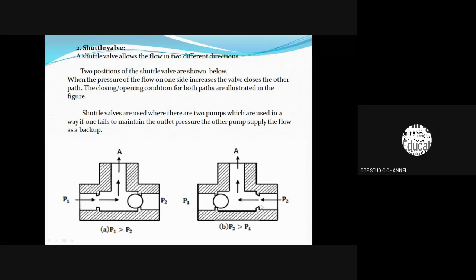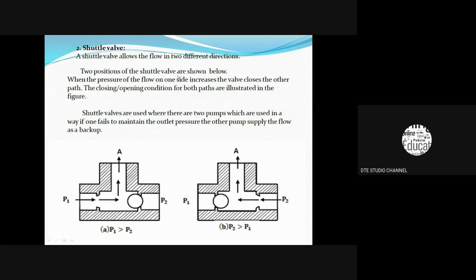If suppose pressure at the second inlet P2 is greater than P1, then the valve closes the first inlet because of the pressure difference between these two inlets. Since P2 is greater than P1, the ball is moving and closes the first inlet. Now the fluid flows from P2, the second inlet, to the working port. Like this, the main advantage of the shuttle valve is that if one of the pumps fails, the flow is continuous.